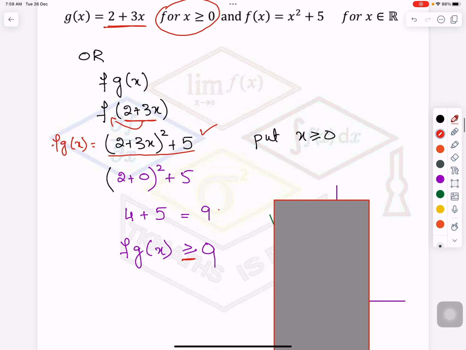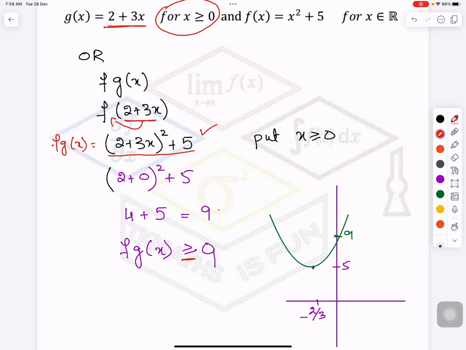And why did I use greater than or equal to? Because of the concept of a sketch I have. If I sketch this curve, composite function here, right? My turning point is now minus 2 upon 3 and 5. You can see it here. So for x greater than 0, the values of y are greater than or equal to 9. So this is the second method, and that is only what you will do if you prove that the composite function exists. Okay, we have seen that in the first part.